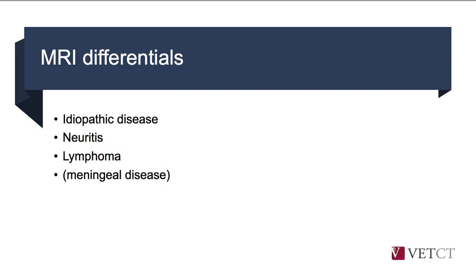Obviously we see lots of pathology in the middle cranial fossa, which can involve the cranial nerves, so-called cavernous sinus syndrome, so there's lots of pathologies in that area. But in this particular case, it appeared very much confined to the oculomotor nerve itself.